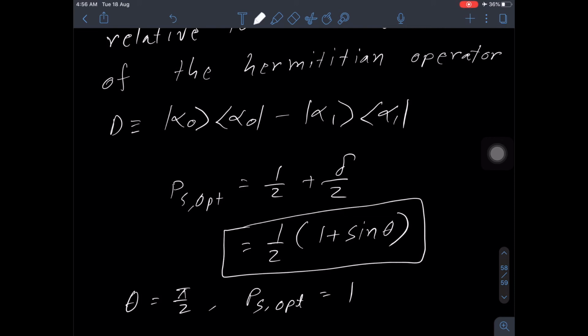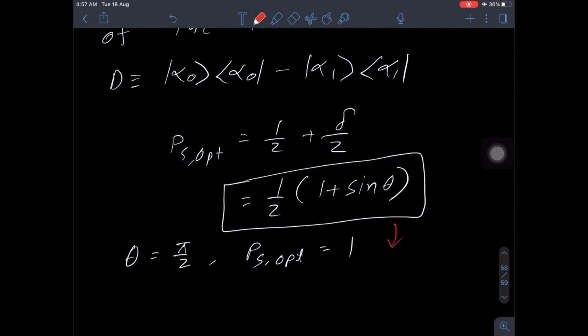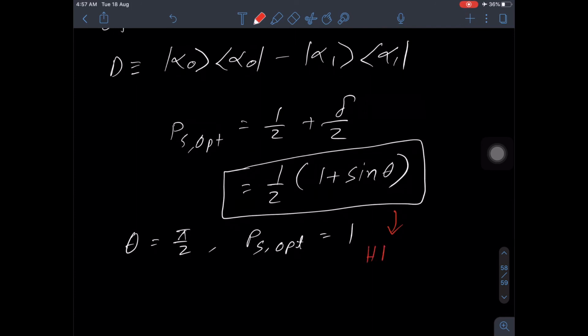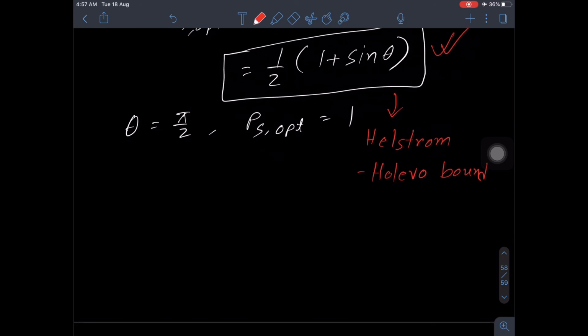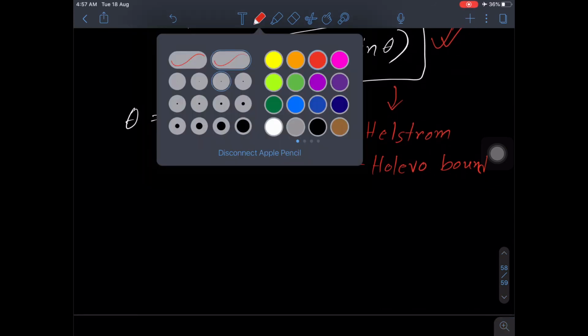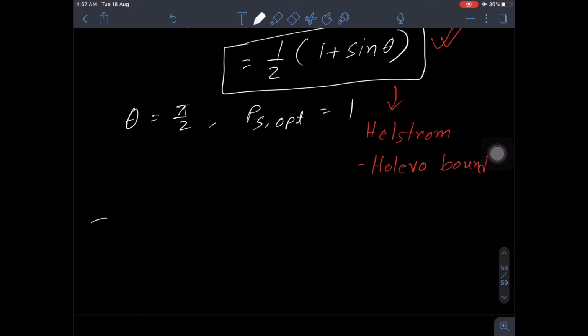All right, so this has a name, and this is very important. This is called the Helstrom-Holevo bound. That means your success probability cannot be more than this. All right, so let me just state the theorem, the Helstrom-Holevo bound for pure states.